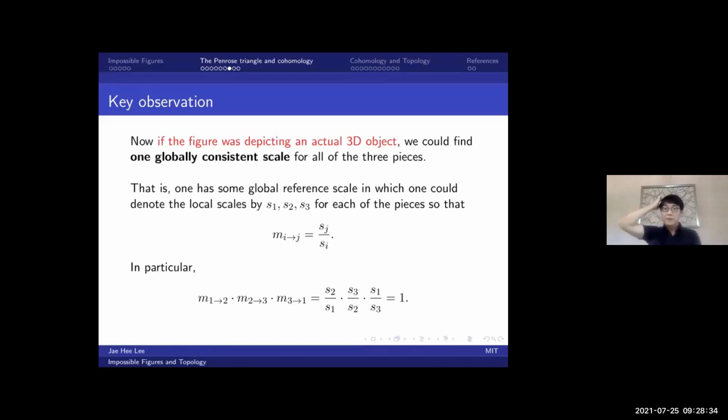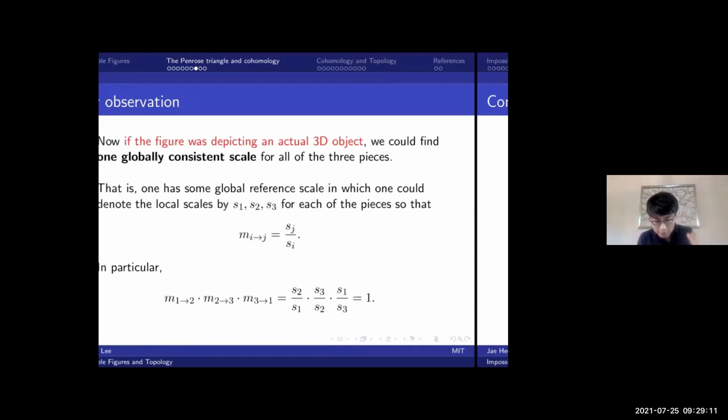Okay, great. Yeah, so under this assumption that you have this one global object, then this cyclic product of these three scaling factors, which you need to multiply as you go from chart 1 to chart 2, chart 2 to chart 3, chart 3 to chart 1, if you take the whole cyclic product of that, if you have this expression in terms of this global scale, then the product is going to be 1. So that's under the assumption that the Penrose triangle is a projection of this object.